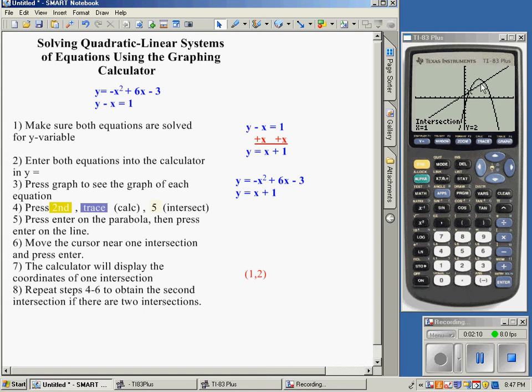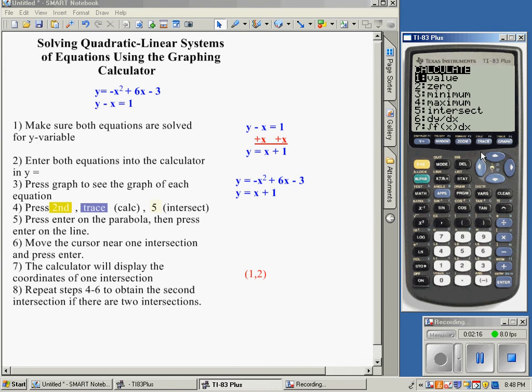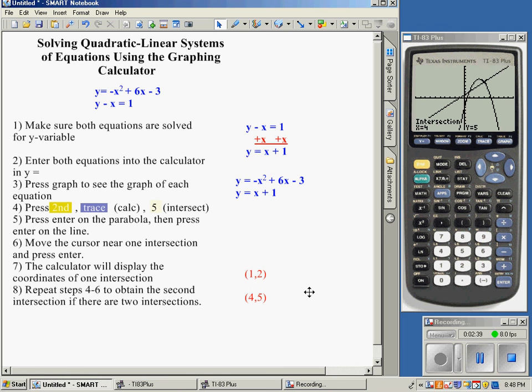Now we need to find the second intersection. To do this, we'll simply repeat the process. Second, trace. We're again looking for an intersection. We want to select the first curve, so we'll select the parabola first, then we select the line, and we again have to approximate the intersection. This time we're looking for the second intersection, the one on the right, so we come near it and hit enter. The calculator then gives us the coordinates of the second intersection, 4, 5.